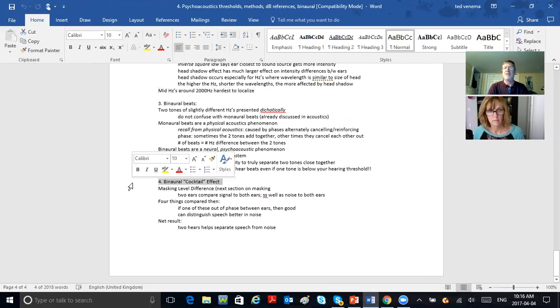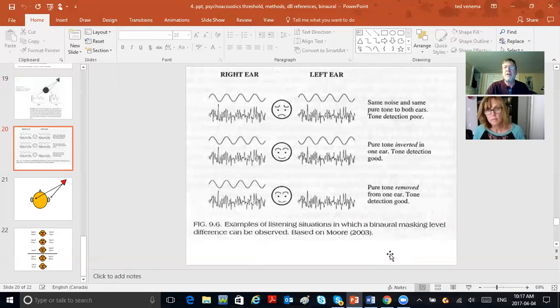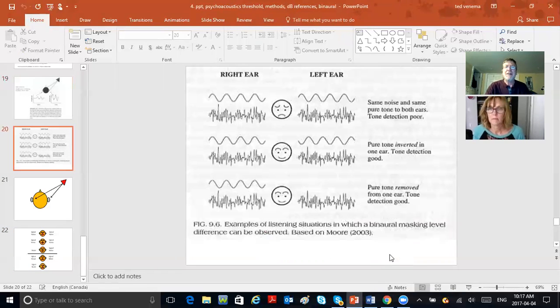This one here we need to look at. This is how we finish things. Masking level difference, next section on masking. We'll cover that a little bit more later. But here's something, I'll just draw a picture here. Here's one picture, and here's another picture. Okay, good stuff. Let's look first at this guy's picture.